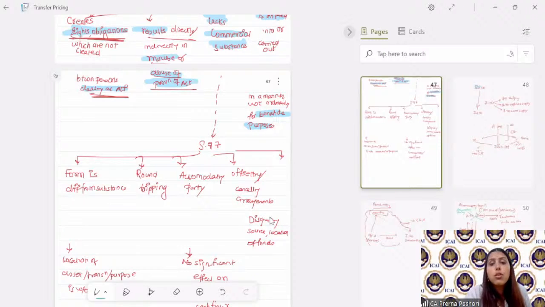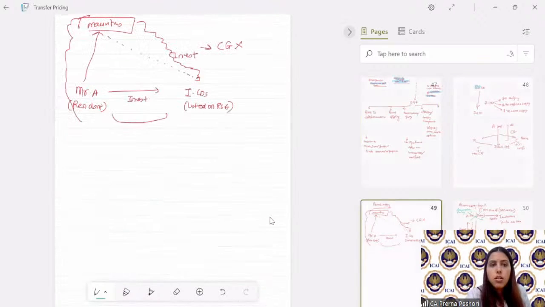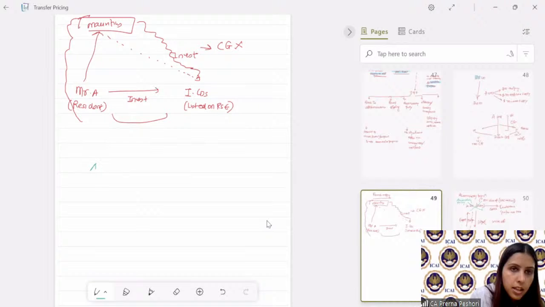Disguising the source location of the fund. So as I said, say for example, there is an Indian company. It has a wholly owned subsidiary in Mauritius. Now, if the Mauritius company gives a loan to the Indian company, deemed dividend will be attracted because it is a loan to a shareholder. Let me give you an example. Say for example, AB Inc, Mauritius, and A Limited, India. This is a wholly owned subsidiary. Now, if it gives a loan, it will be deemed dividend under section 2(22)(e).